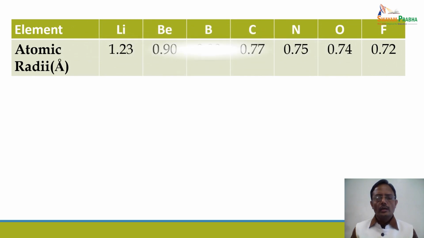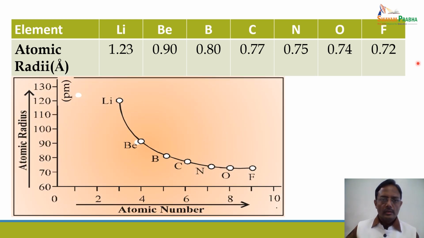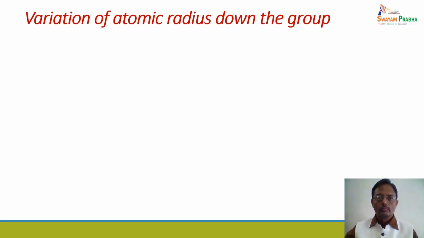What happens to the atomic radius for second period elements? When we move from lithium to beryllium to boron to carbon to nitrogen to oxygen to fluorine, the atomic radius consistently goes on decreasing, as we can see in the values given in angstrom units or picometer units in this particular graph. So there is a regular decrease in the atomic radius due to increase in the nuclear charge.